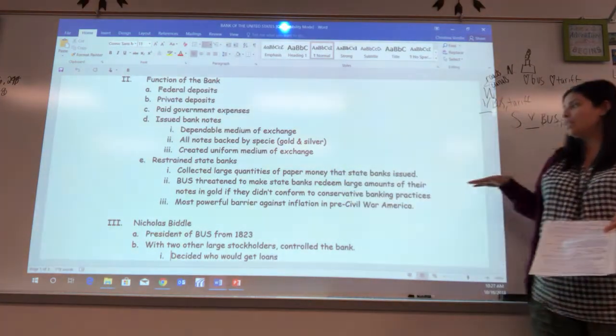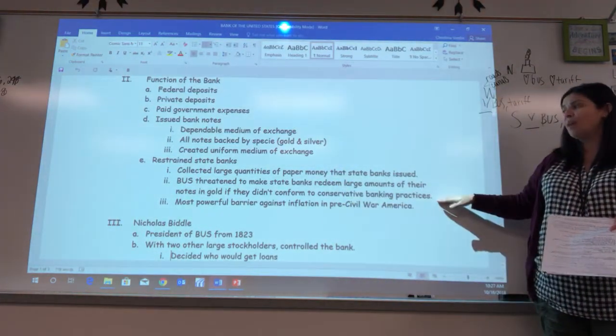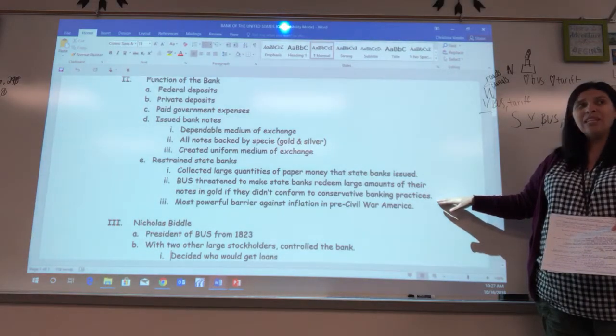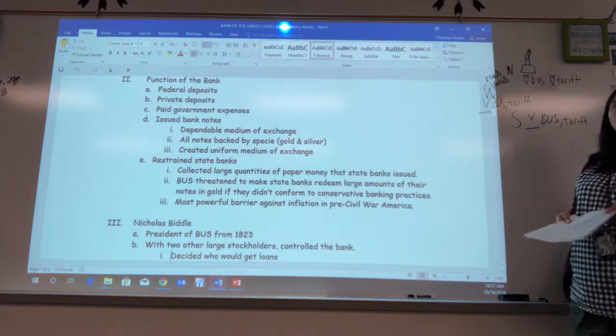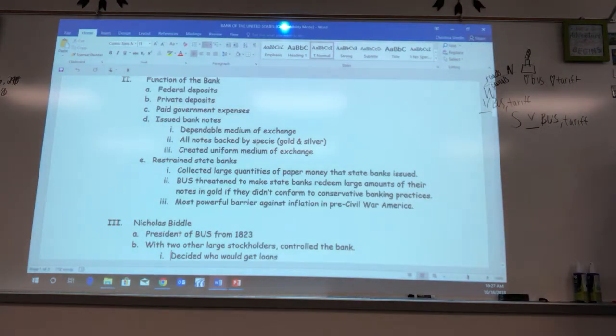Gold. We also see that it made them redeem a large amount of their notes in gold. So do you think these banks are going to be very happy? No. And the last thing, it was the most powerful barrier against inflation. Because what did a bank have to have in their vault for every dollar they printed out?